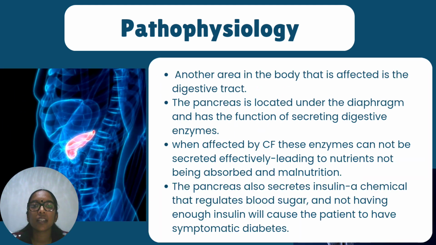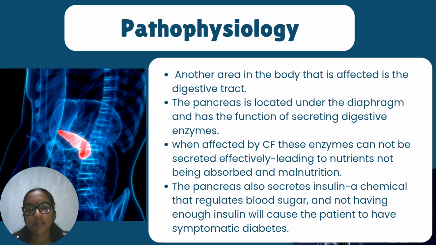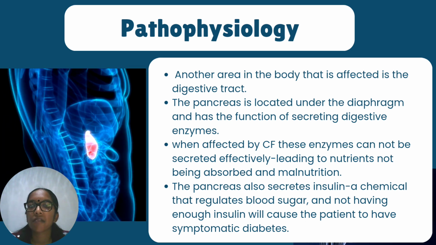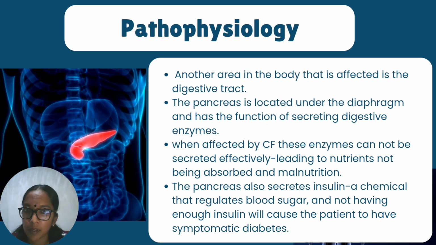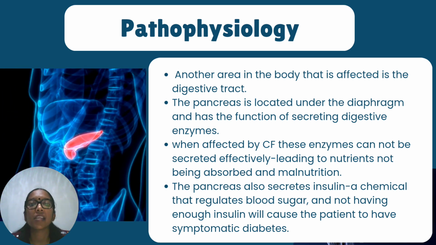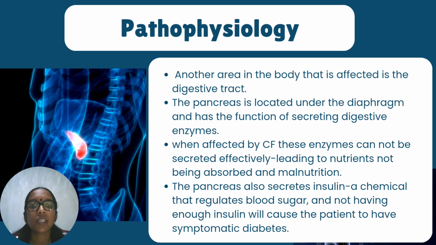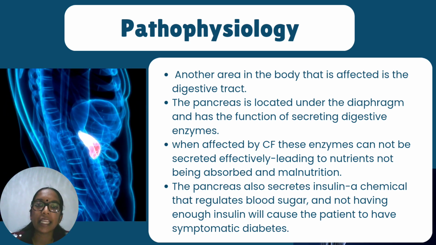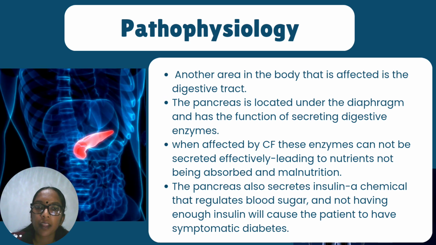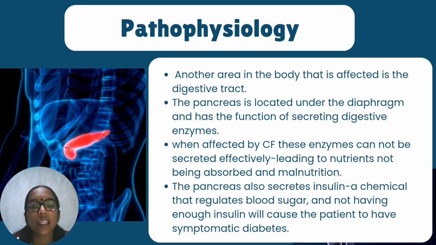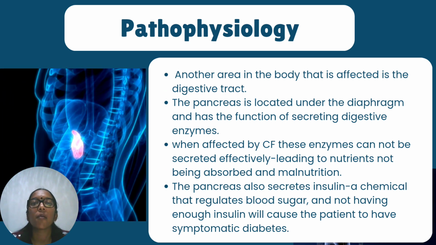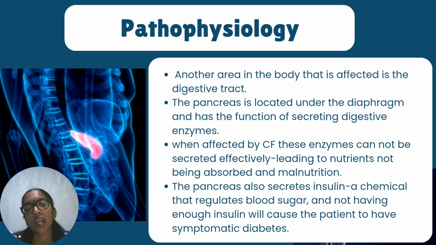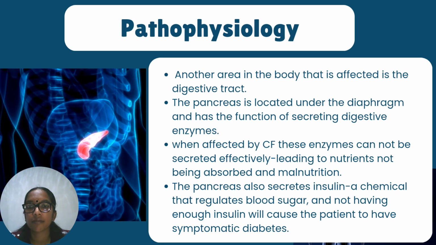Another area that is affected in the body is the digestive tract. The pancreas, that is located under the diaphragm, has the function of secreting digestive enzymes. When affected by CF, these enzymes cannot be secreted effectively, leading to nutrients not being absorbed and then essentially leading to malnutrition. The pancreas is also responsible for secreting insulin, which is a chemical that regulates blood sugar in our bodies. Not having enough insulin will then cause the patient to have symptomatic diabetes.